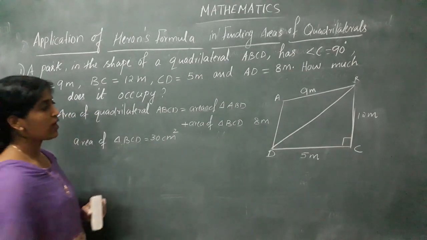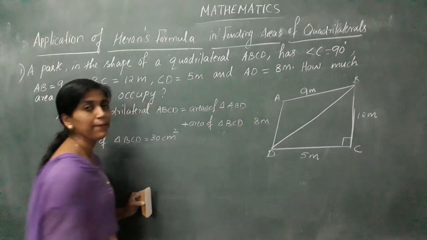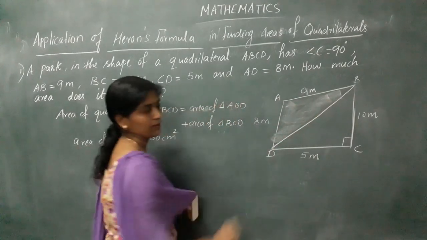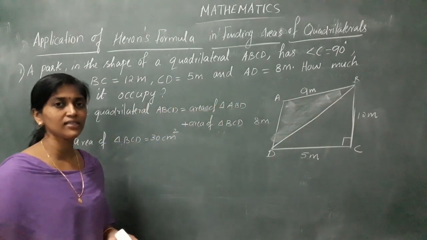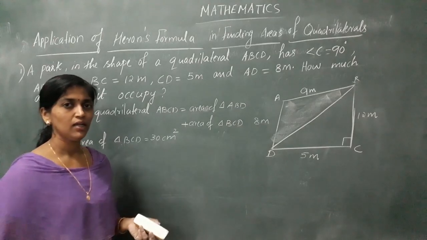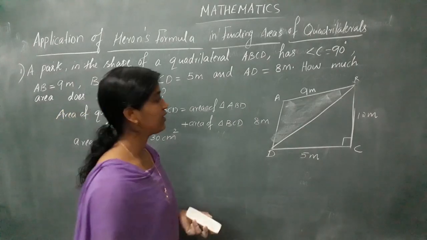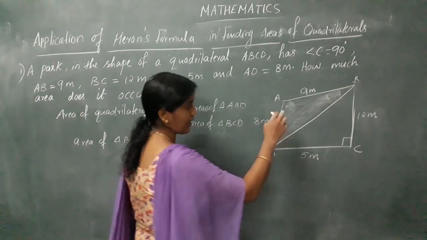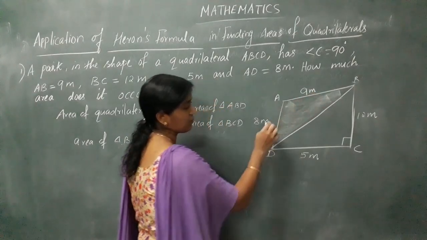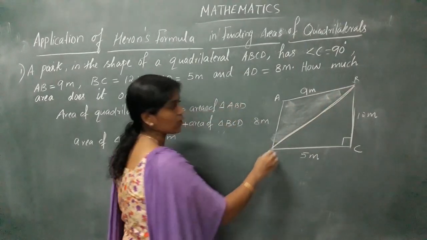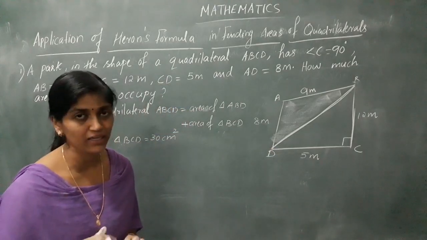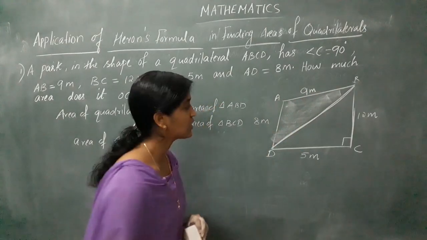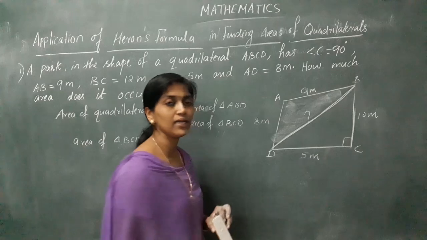Next, what do I have to do? I have to find the area of triangle ABD. So which is this area of triangle ABD? This is our triangle ABD. Since it is not a right angle triangle, not an isosceles triangle, and not an equilateral triangle, which formula do we have to use here? Heron's formula. So for that, it's given as 9 meter, 8 meter, but to use Heron's formula, we have to get all the 3 sides. But we have only 2 sides here, which means you have to get this side BD.